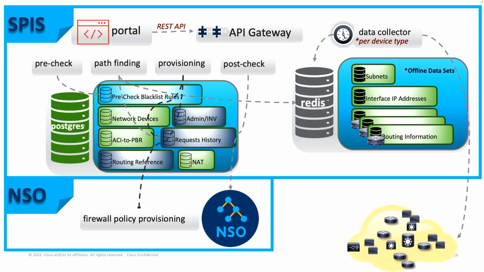This offline data set has three types of tables. One is the subnets table, the other is the interfaces table, the third one is the routing information table, all extracted from the network devices. So we implement some sort of logic which will understand the language of Juniper, Cisco ASR, ACI, F5 load balancer, Citrix, and so on. All these devices, we go and check them, we collect the data, and we store them here.